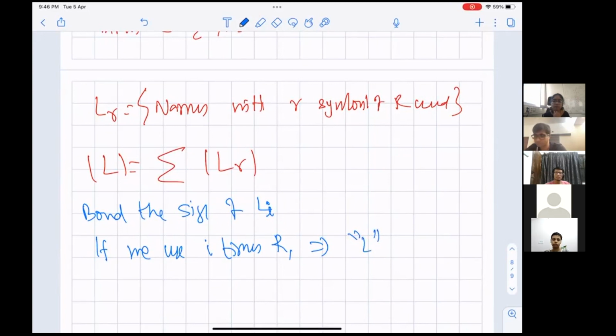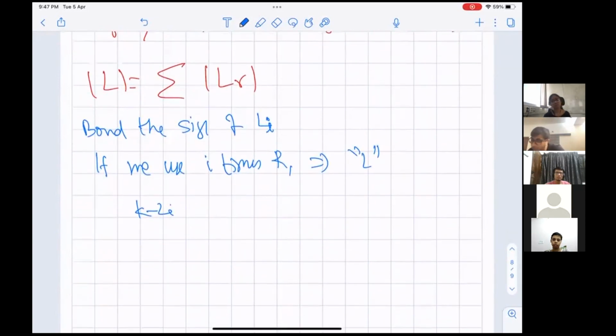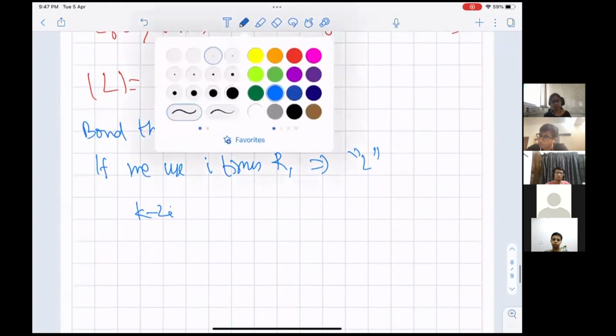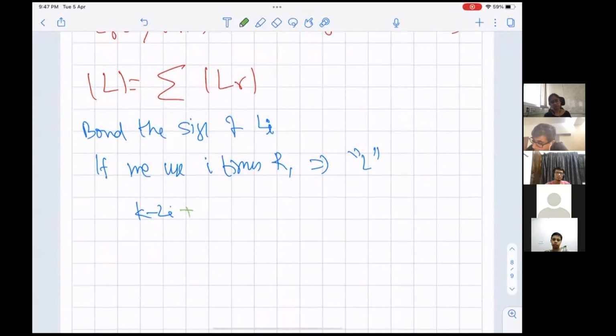K minus 2i. Correct. So what is the length of this sequence? The length of the path, or length of the sequence, is k minus 2i plus I, because this is L, this is R.